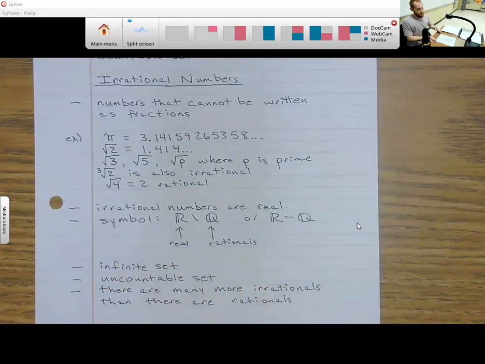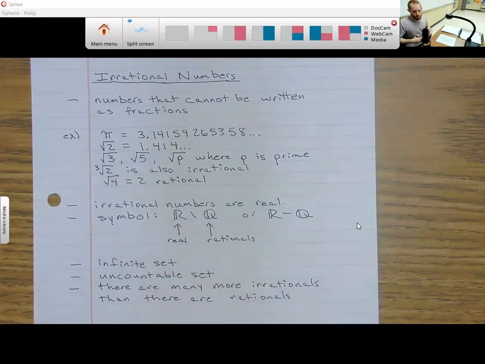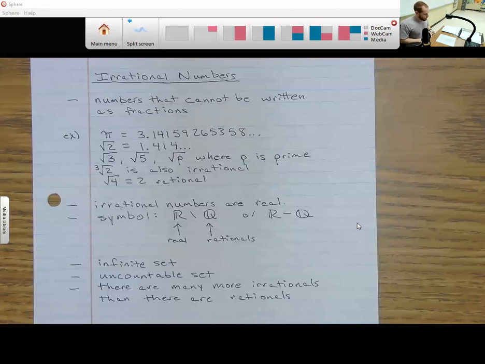Okay? So imagine the set of all real numbers. You take away all the fractions, all the rational numbers, and then what are you left with? You're left with the irrational numbers. And these numbers are strange, but they are real. They do exist. They cannot be written as fractions, no matter how hard you try. Okay? All right, let's move on to the real numbers.